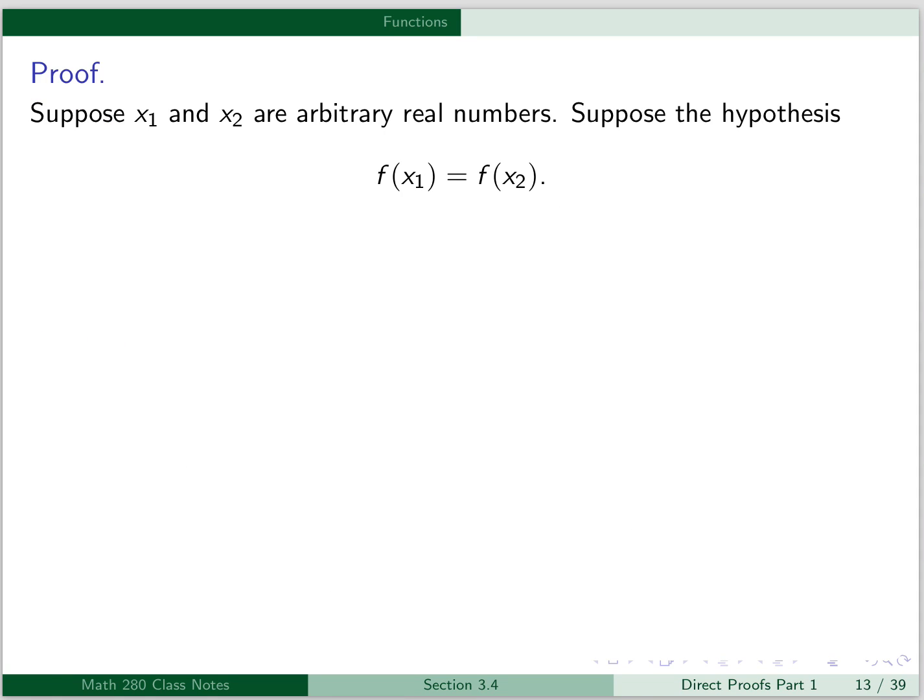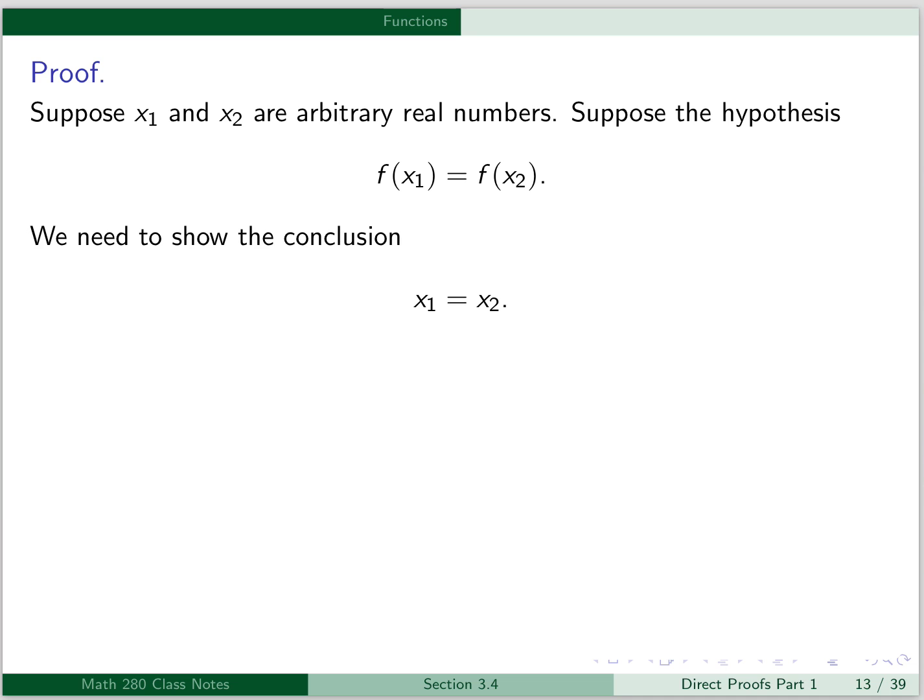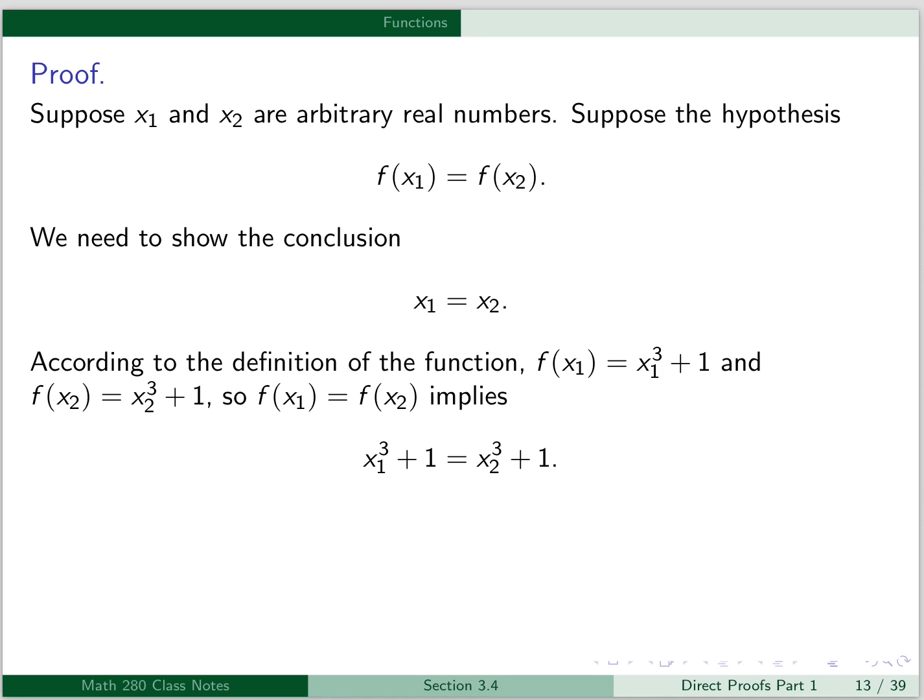Once we have the symbolic form, we're ready to start the proof. So we'll start by supposing x1 and x2 are arbitrary real numbers. We suppose the hypothesis f of x1 equals f of x2. We then need to show the conclusion x1 is equal to x2. Now it's very important to understand when you're proving a conditional statement that you have to start with the hypothesis and you have to derive the conclusion from it. It's a very common error to go backwards and to start with the conclusion and to derive the hypothesis.